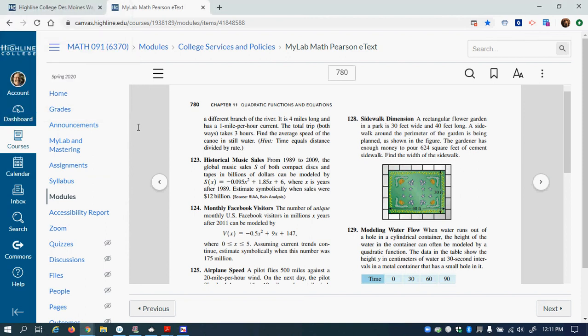So this is 11.4, and where do we use quadratic equations or formulas? Here's an example, and this typically shows up in the homework as well. So let's do this one.